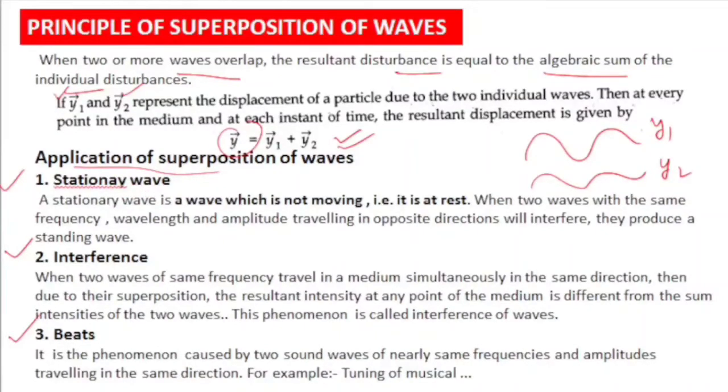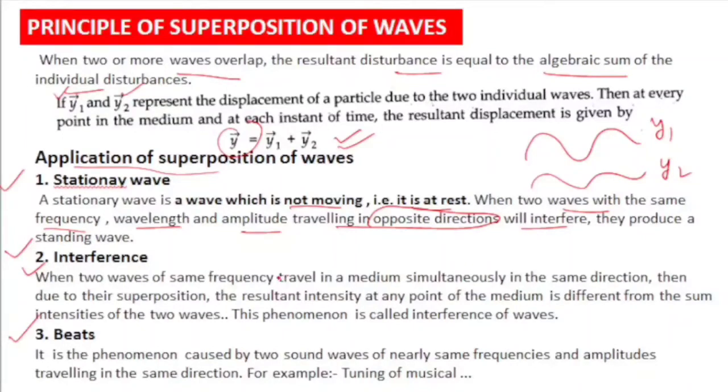How is a stationary wave formed? Stationary waves are those waves which are not moving, it means those waves which are at rest. When two waves with the same frequency, wavelength and amplitude travel in opposite directions and interfere, they produce a standing wave, or you can say a stationary wave. Amplitude, frequency and wavelength are all the same, but the waves are moving in opposite directions. When these waves interfere, a stationary wave is produced, right?